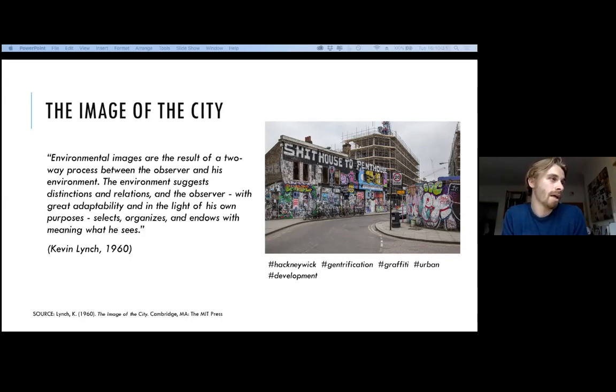So we've got obviously a dilapidated graffiti building right next to a new kind of urban high-rise. And these are some of the hashtags which were associated with this image on the Flickr site that it had been uploaded to. So it's in Hackney Wick, this is actually in London. And it's around sort of gentrification, graffiti, and urban development.